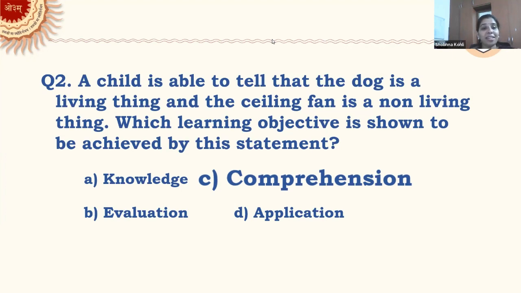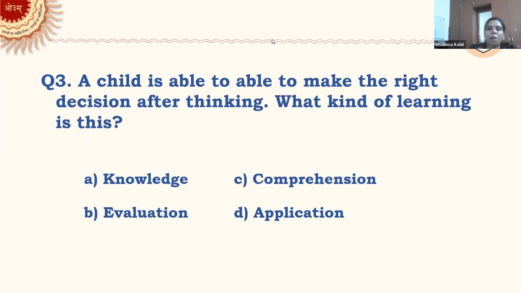Comprehension is the original form, the level, of Bloom's taxonomy. But the same comprehension has changed to understanding when they revised it. So when a child understands the concept and is able to explain, it means he is at that level. The child is able to explain here, able to tell whether the dog is a living thing or the ceiling fan is a non-living thing. He is able to compare and tell. Right, teachers?